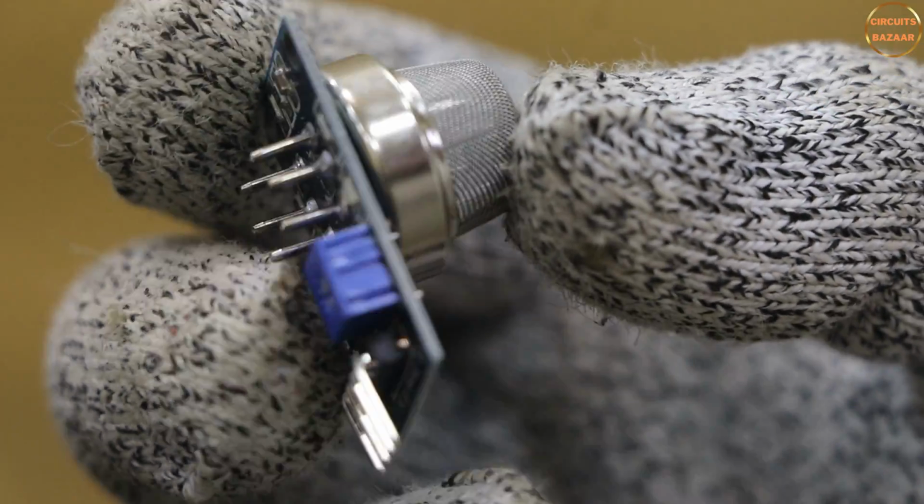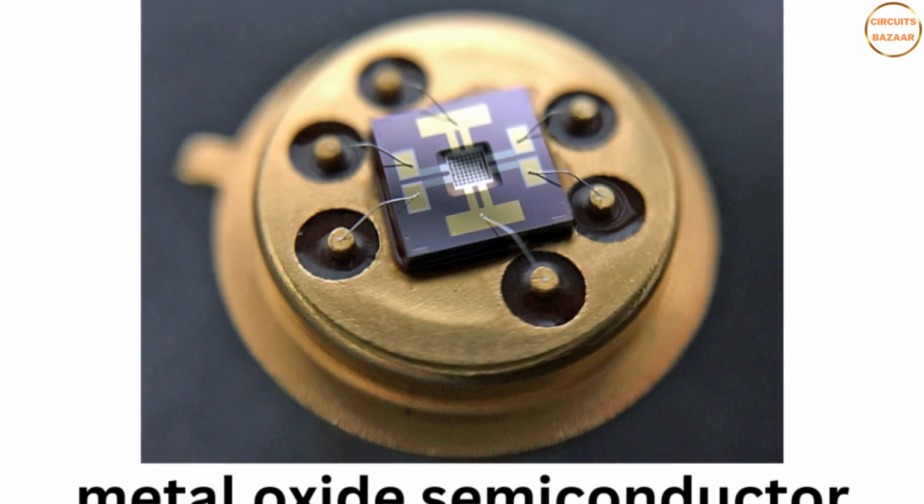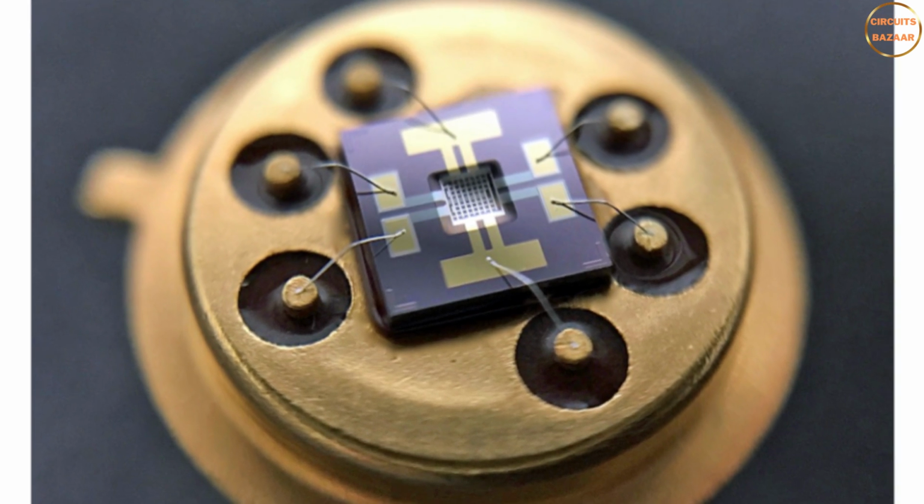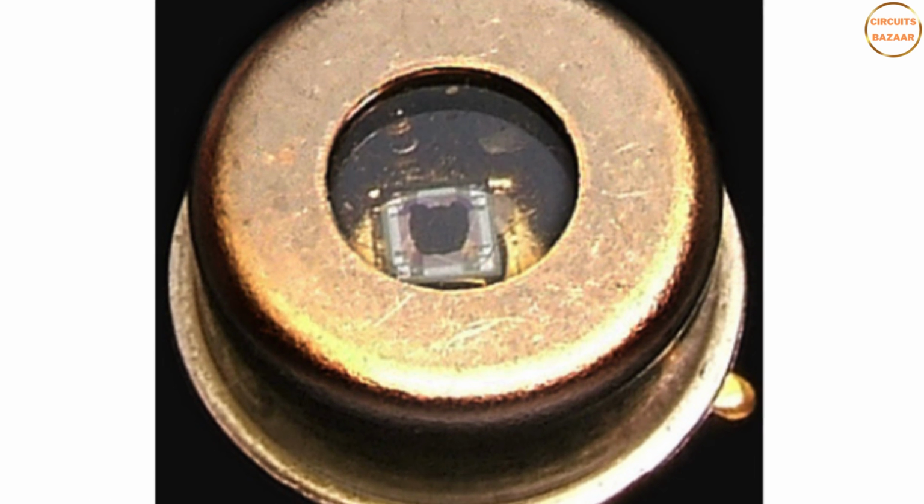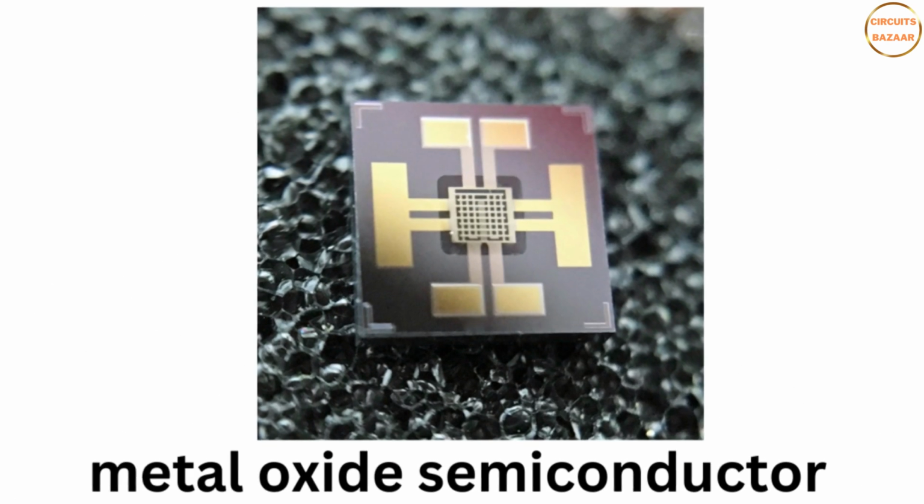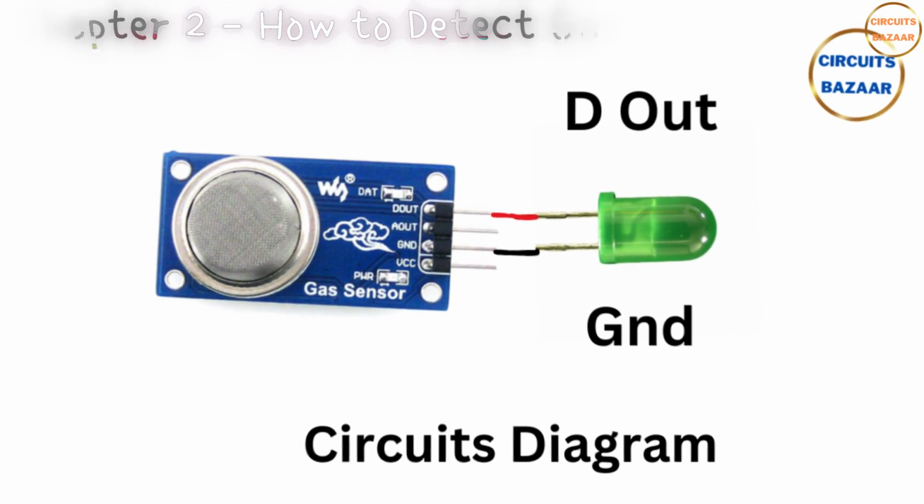Now how is it done? It's done because of a metal oxide semiconductor. The conductivity of this material, the metal oxide semiconductor, changes when it is exposed to gases or smoke. Now this change in conductivity is converted into voltage, and then that voltage is sensed by the microcontroller or whatever hardware you have built.